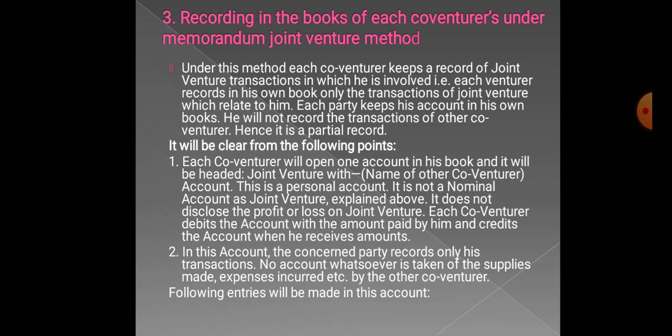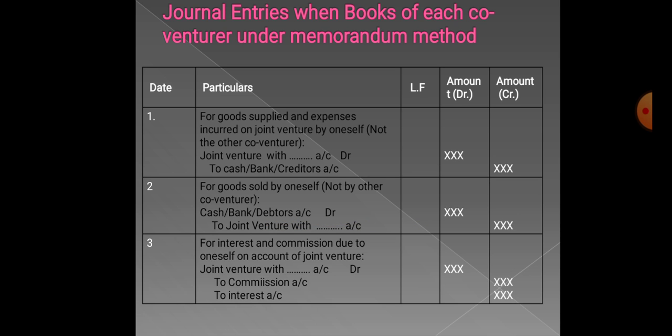The concerned co-venturer will be debiting this account with goods supplied by him and all payments made by him for joint venture, and this account will be credited with all incomes, and whatever the unsold stock is taken by him, that will be credited to this account. The balance of this account represents the final settlement between the co-venturers. So these are the entries in this book.